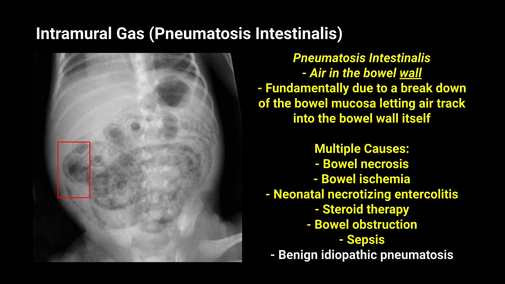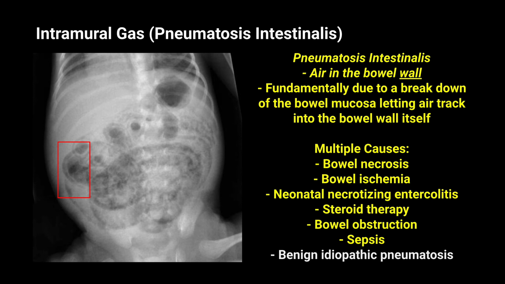Now, air can be in different compartments. So one very concerning appearance is something known as intramural gas or pneumatosis intestinalis, which is air that is trapped within the bowel wall itself. You can see there in that red square that you have almost like a pair of lines, where it's as if the bowel wall itself is thickened and there's a curvilinear track of air that's present within the wall itself.